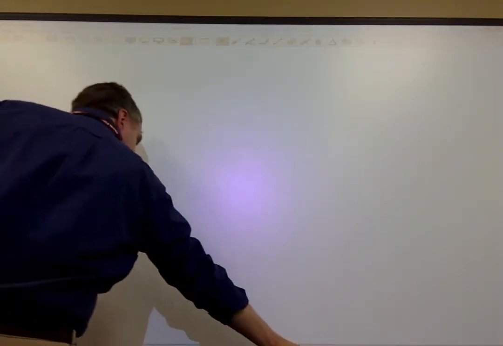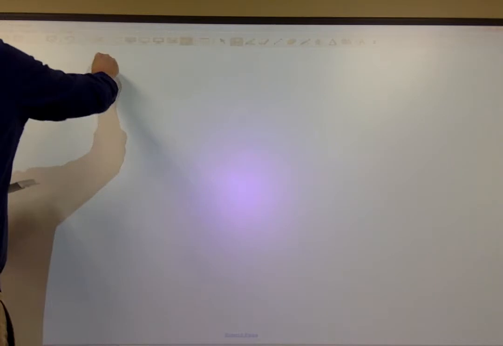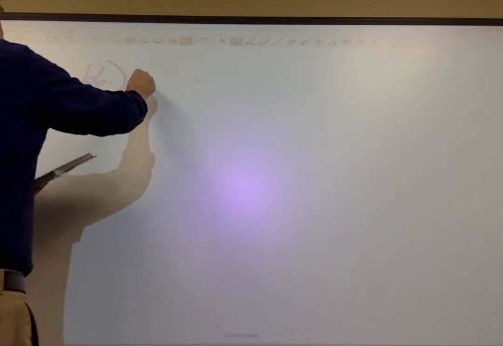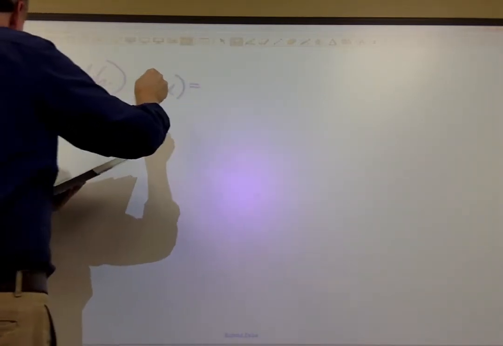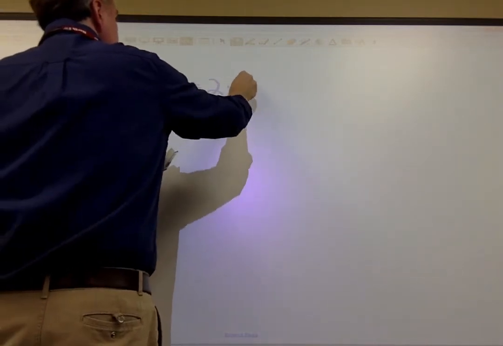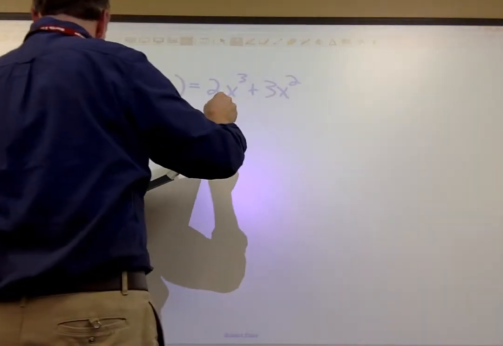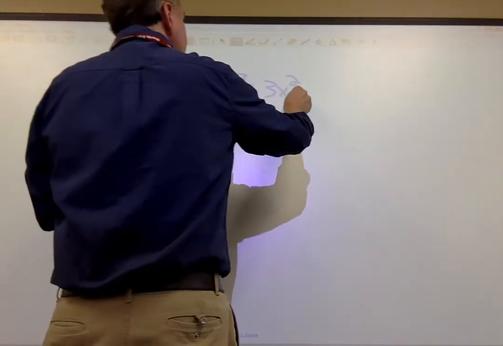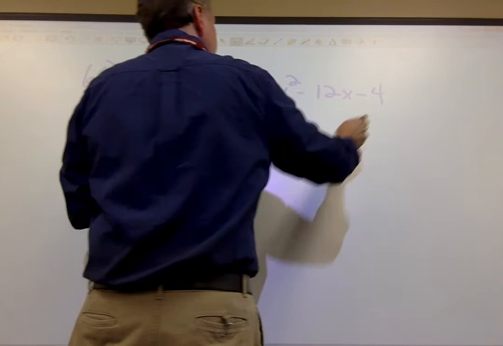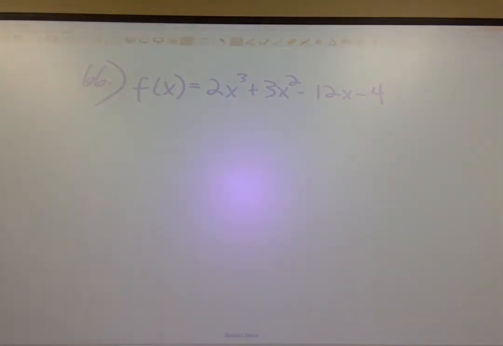So let's do that for 66. Another one that's not too bad. 66 says f of x equals 2x cubed plus 3x squared minus 12x minus 4. Look what the instructions said. Find the relative extrema, which are relative max or min points of each function, and use the second derivative test if applicable.